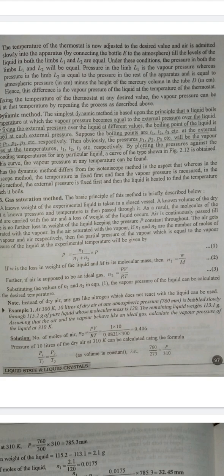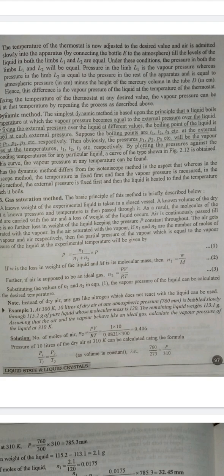By plotting the pressures against the corresponding temperatures for any particular liquid, a curve of the type shown in figure 2.12 is obtained. From this curve, the vapor pressure at any temperature can be found. Thus, the dynamic method differs from the isoteniscope method in that whereas in the isoteniscope method the temperature is fixed first and then the vapor pressure is measured, in the dynamic method the external pressure is fixed first and then the liquid is heated to find the temperature at which it boils.